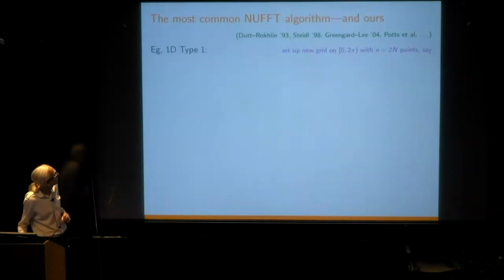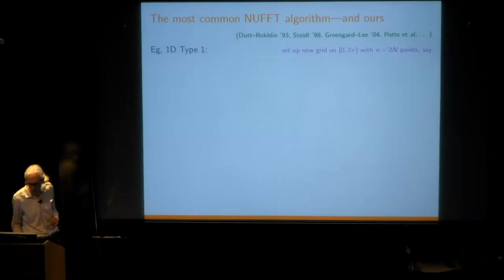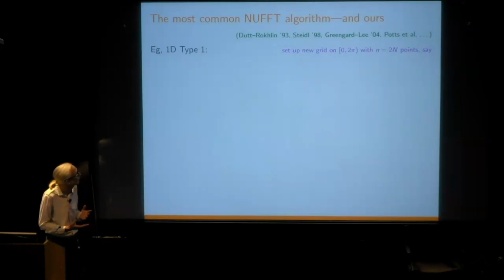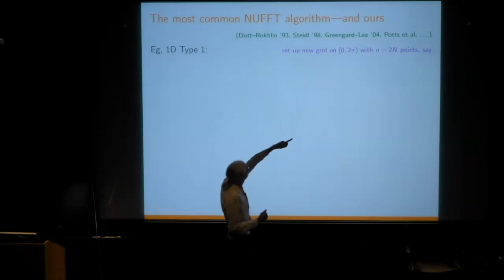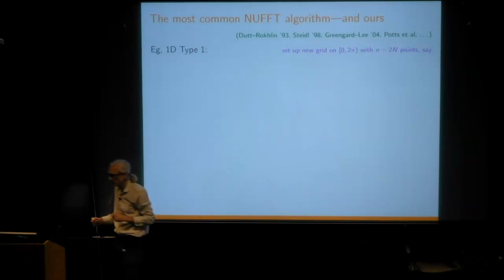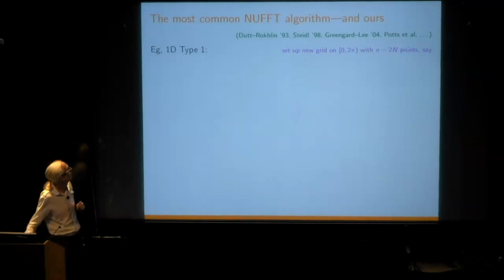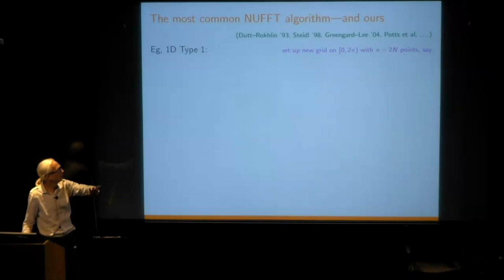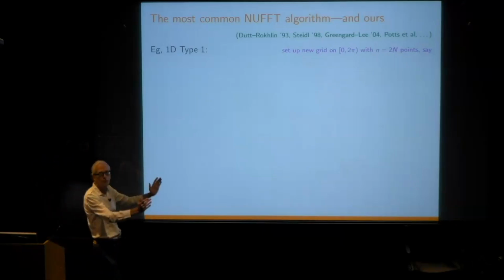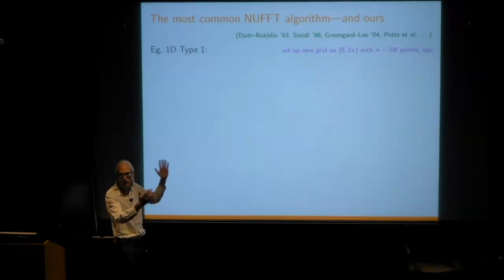Okay, so here's what the code actually does under the hood. It's the most common algorithm, and my boss is one of the people who systematized this algorithm and expressed it. Let's just talk about 1D type 1 again. So what you do is you first set up a new grid in the spatial domain from, say, 0 to 2 pi or something.